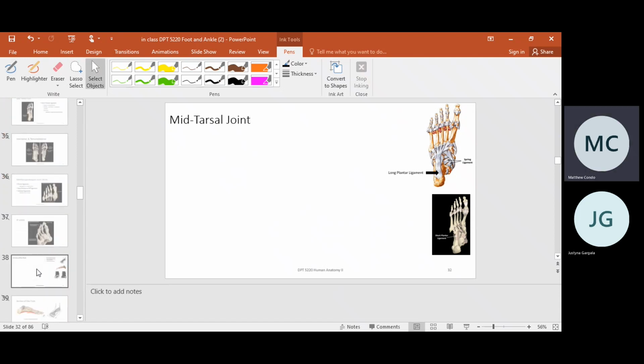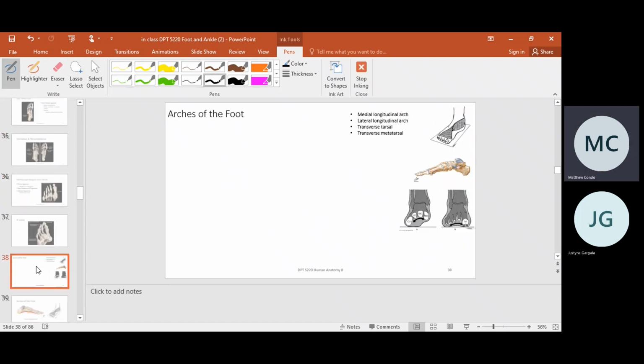All right, so the next thing I want to go over is going to be the arches of the foot. Now, the first thing I'm going to do, because I want to be consistent with Gray's, is we're going to cross out this one right there. So you will look at some literature, and it will say there are 4 arches to the foot. It'll say the medial longitudinal arch, the lateral longitudinal arch, the transverse tarsal arch, and the transverse metatarsal arch.